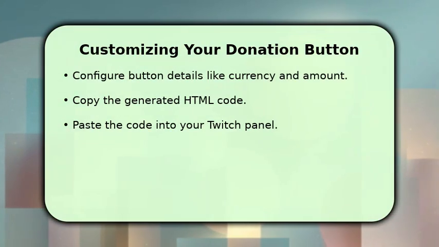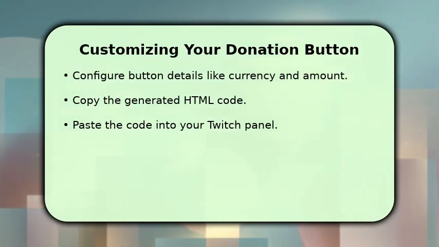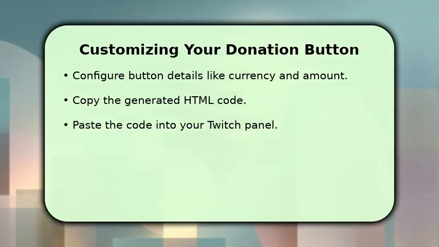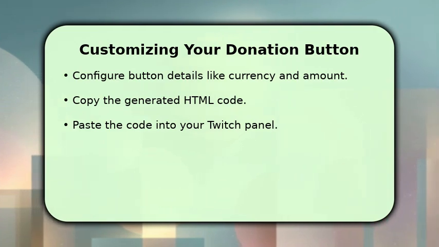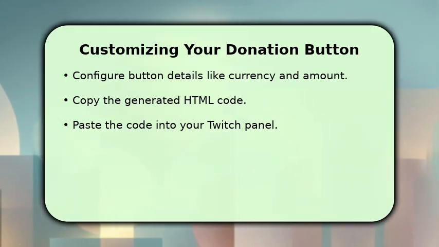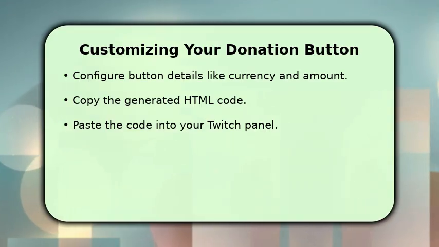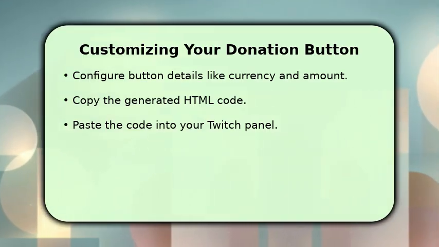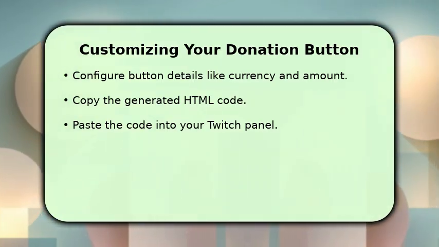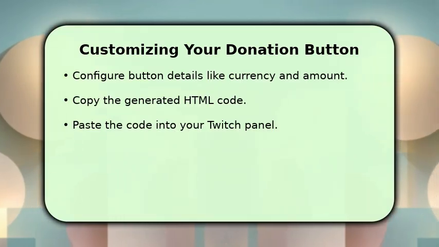Now it's time to customize your donation button. You can set the currency, suggest a default donation amount, and add a small message. Once you're satisfied with the settings, PayPal will generate an HTML code snippet. Copy this entire code. Then, go to your Twitch channel, edit your panels, and paste the HTML code into a new text or image panel. This will display your donation button directly on your stream page.